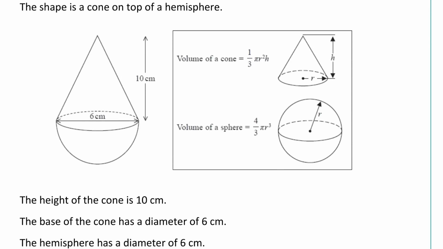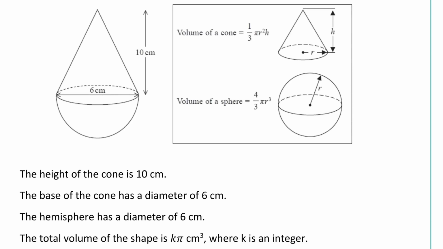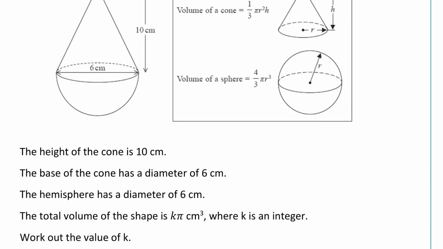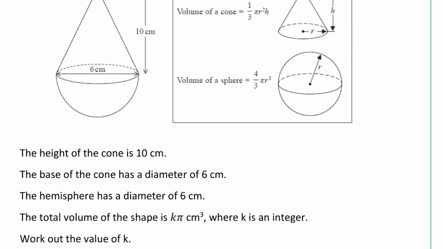Okay, so we have some cones and spheres, and we've got the formula for the volume of both. It says the height of the cone is 10, we can see that on the diagram. The diameter is 6. The hemisphere has a diameter of 6 as well, which we can see. The total volume of the shape is k pi centimetre cubed, where k is an integer. Work out the value of k. So we just need to work out the volume of the shape, leaving pi with that. And we should have a number in front of pi, and it wants to know what that number is.